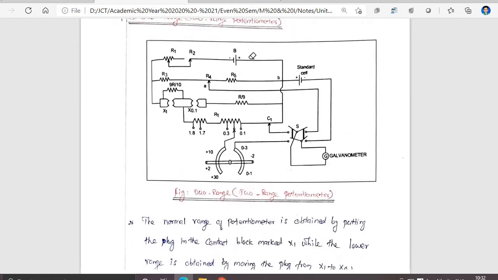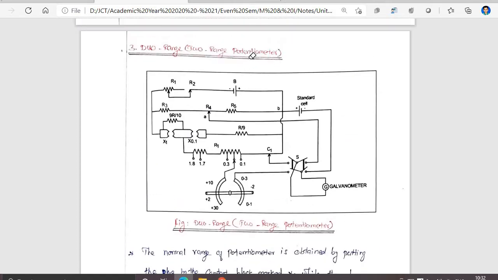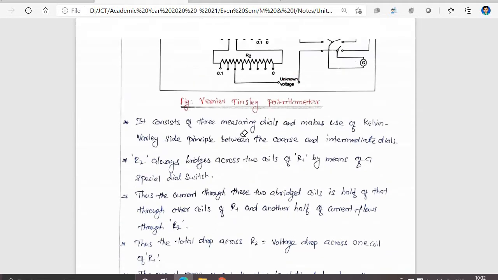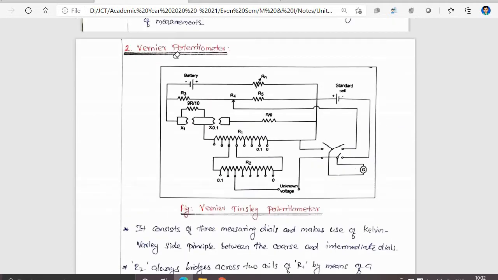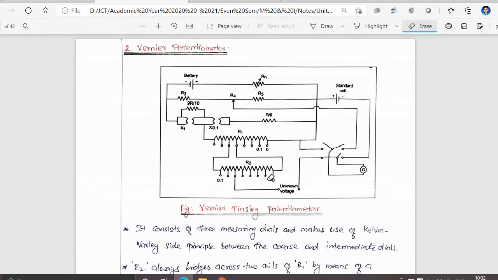First you have to see the circuit diagram, because 90% of the circuit is the same as the Vernier type potentiometer. Just look at the Vernier type potentiometer. It is the circuit of the Vernier potentiometer. Here you can see the three dialing elements, three major resistive elements: R1, R2 and 9 by R.